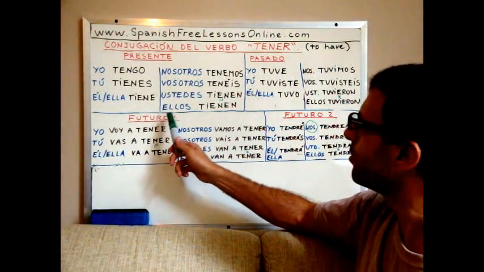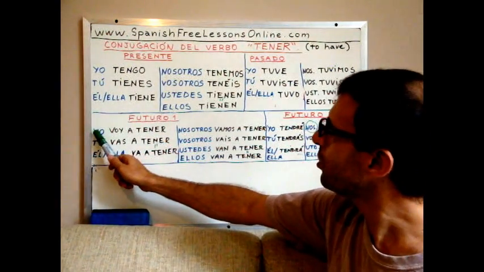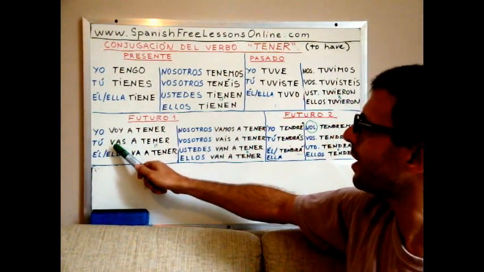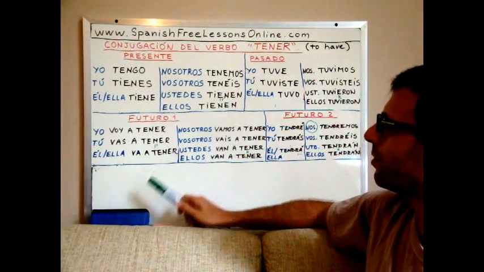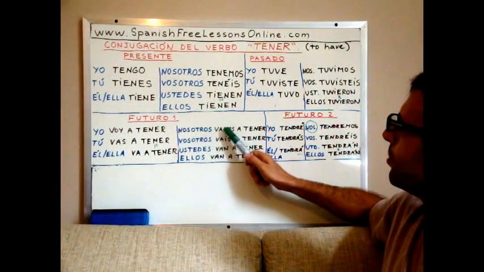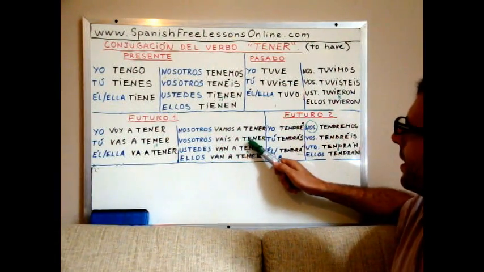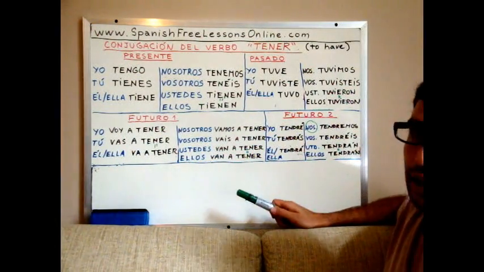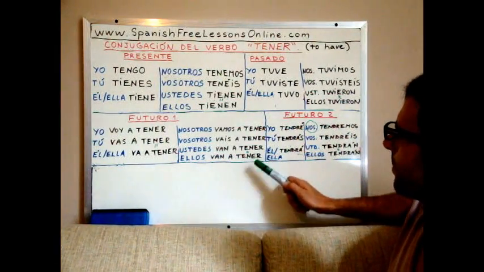Now, future tense, the one that is more similar to English. Yo voy a tener. Tú vas a tener. Él va a tener, or ella va a tener. Nosotros vamos a tener. Vosotros vais a tener. Ustedes van a tener. And ellos van a tener.